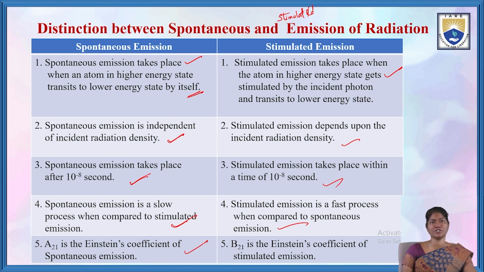The Einstein coefficient of spontaneous emission is A21 because it transits from higher energy state to lower energy state as the first process. So A21 is the Einstein coefficient of spontaneous emission. Here B21 is the Einstein's coefficient of stimulated emission of radiation.